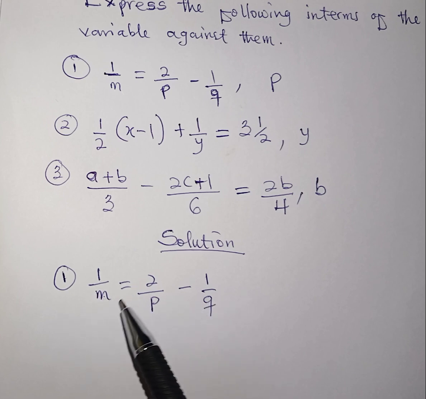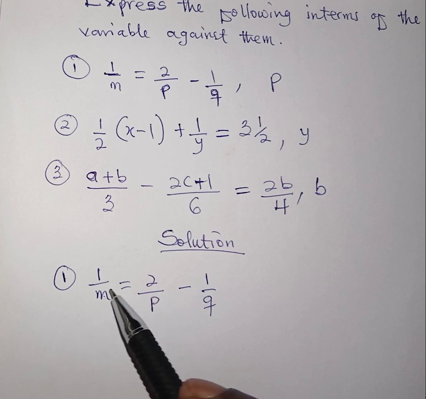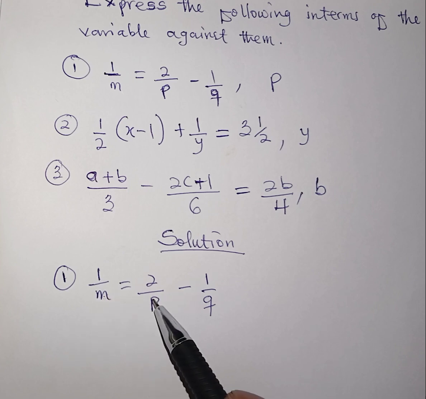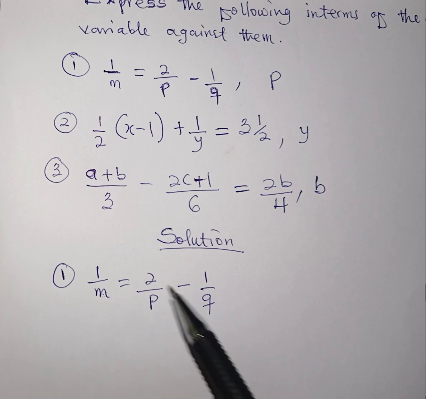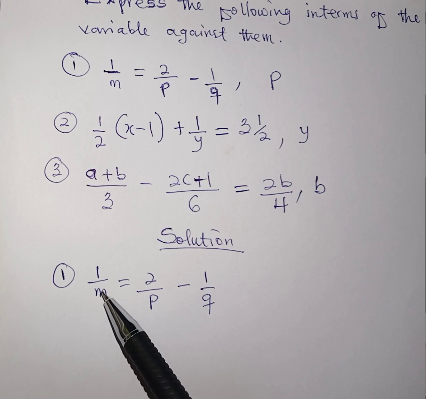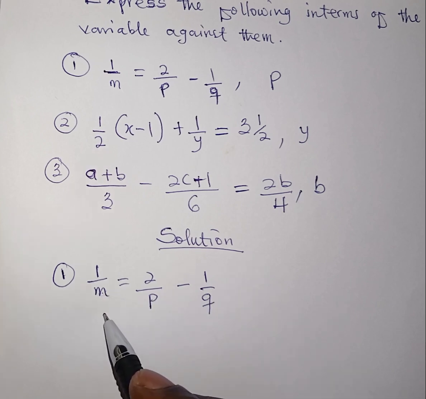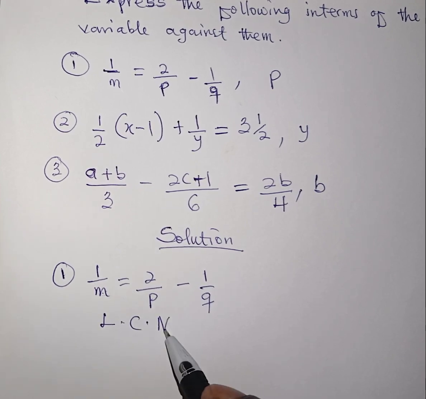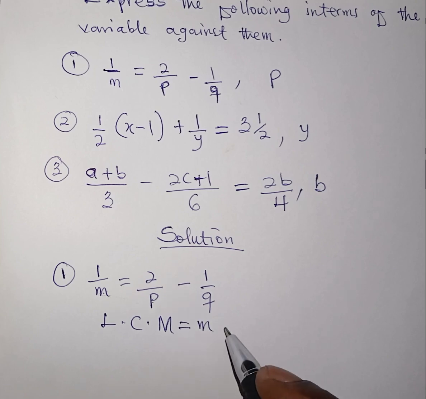These are not numbers, so we don't know their common multiple. We don't know the multiple of this, the multiple of this, the multiple of this, so we can't find the common multiple. When you realize that you are not finding a common multiple for the denominators, all that you do is multiply all of them together. So here my LCM is going to be M times P times Q, which gives MPQ. Have you gotten that?